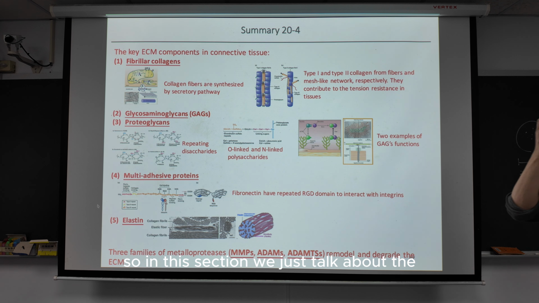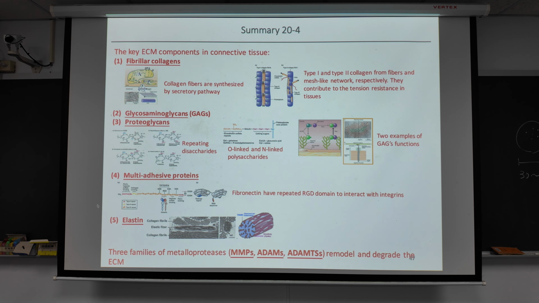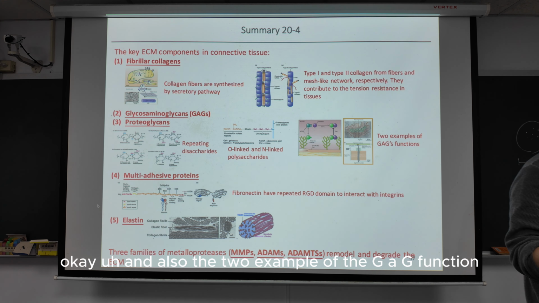So in this section, we talked about how cells synthesize the huge collagens. They basically synthesize through the secretory pathway, doing this job in the lumen of the organelle, which gives more space, so it's not so crowded for synthesizing a huge protein. We also introduced GAG and proteoglycan, and O-linked and N-linked oligosaccharides. Type 1 and type 2 collagen can form fibers and mesh-like networks, which you can find in tendon or cartilage.